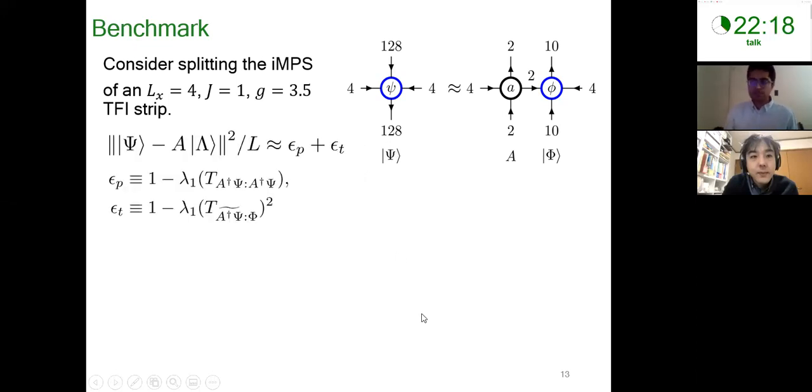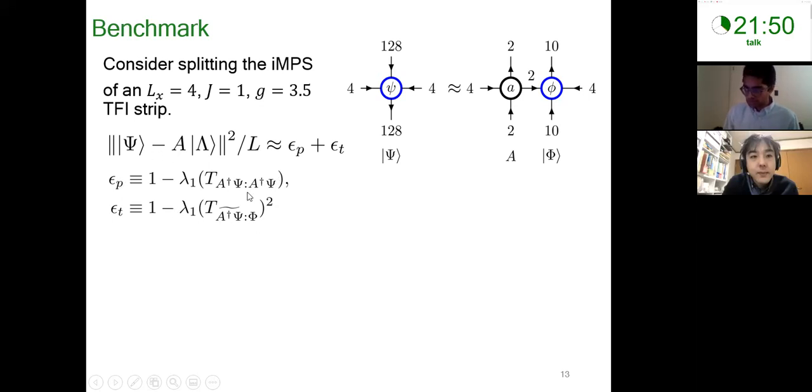So to analyze the performance of our algorithm, we'd like to talk a little bit about the error from doing this procedure, the splitting procedure. What we'd like to do is consider the error between our original input, psi, and our output, A, phi, or lambda. The error per site, we're going to decompose into two different error terms, a projection error and a truncation error, where those two are given below.